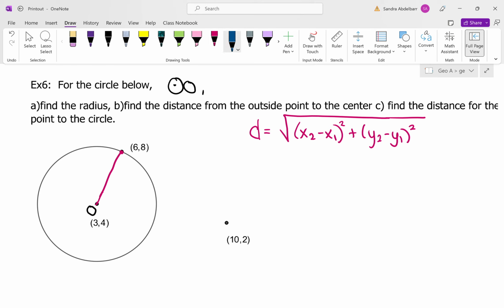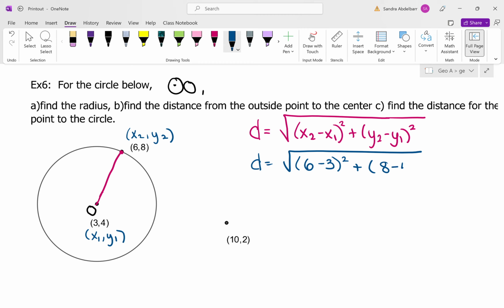It does not matter which points you designate as x1, y1 and which points you designate as x2, y2. So I will take 3, 4 and call it x1, y1, and I will take 6, 8 and call it x2, y2. Now I'm going to substitute those values in. So we have 6 minus 3, that quantity squared, plus 8 minus 4, that quantity squared, and then we take the square root of all that.